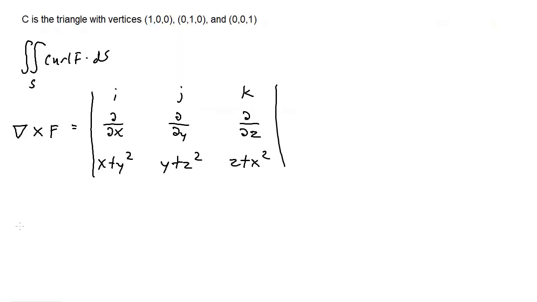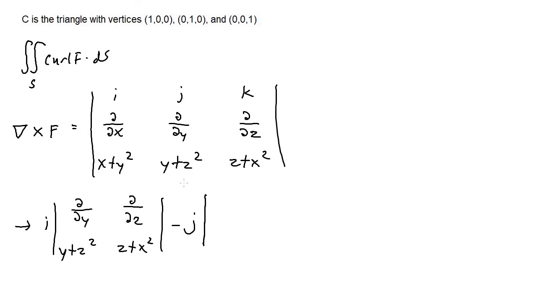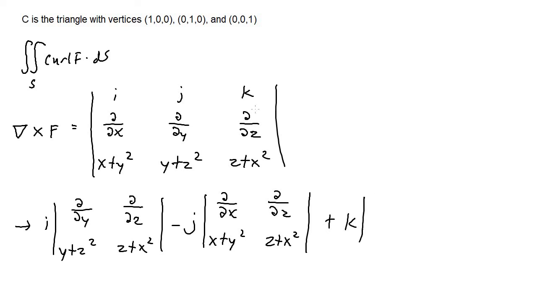So let's go ahead and find the determinant. So we have i times a smaller matrix. We cross out its row and column. What we have left is partial derivative with respect to y, partial derivative with respect to z, y plus z squared, and then z plus x squared. Second term is a negative, so we have j times, cross off its row and column. What we have left is partial derivative with respect to x, partial derivative with respect to z, x plus y squared, and then z plus x squared. And then we have plus k times, we can cross off its row and column, and what we have left finally is partial derivative with respect to x, partial derivative with respect to y, x plus y squared, and then y plus z squared.